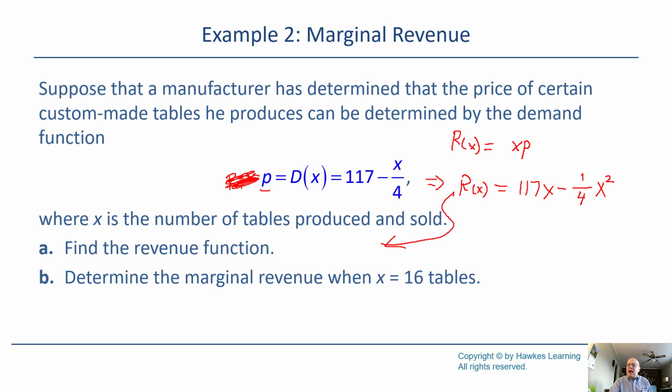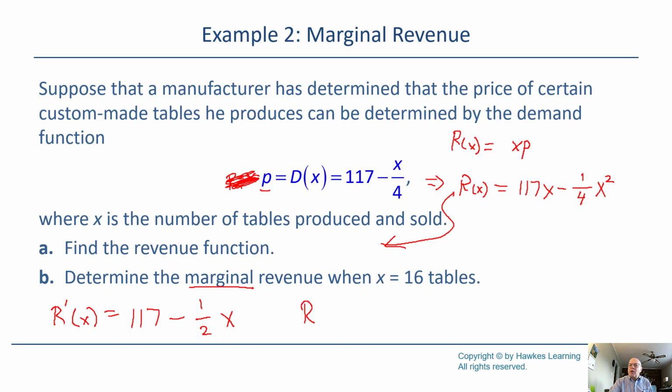What's the revenue when x equals 16 tables? Well, if we want marginal, we're going to take the derivative of the revenue function. The derivative of the first term is straight 117. The derivative of the second term, you've already got a negative 1/4 there. Multiply that by 2, you'll have negative 1/2, and the x squared becomes x to the first power. I'll leave off the 1. There's your marginal revenue function.